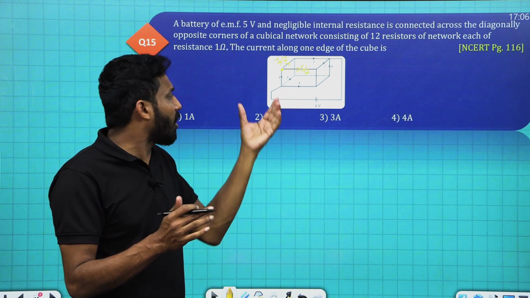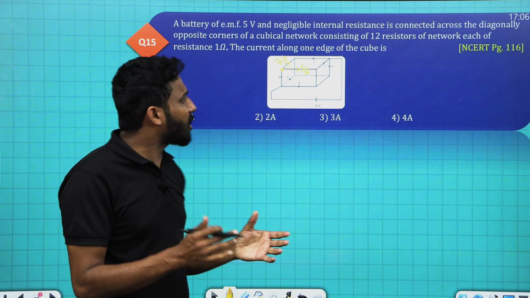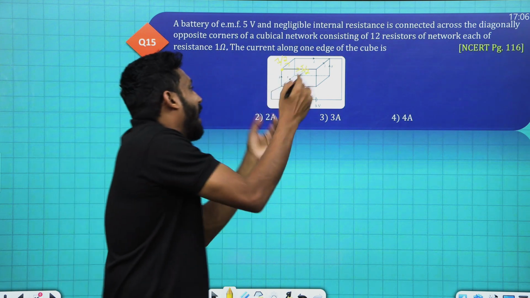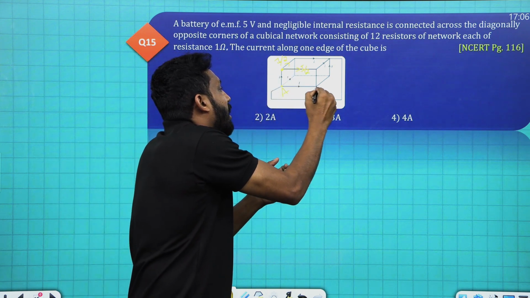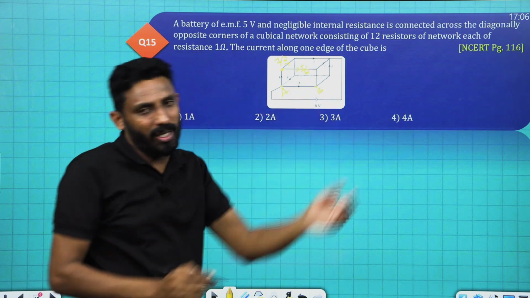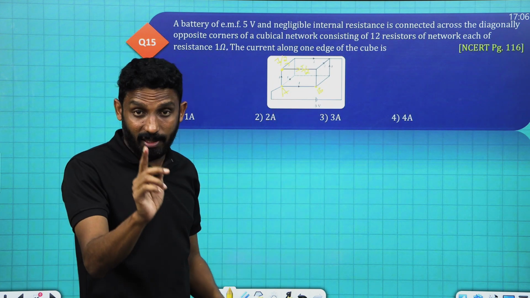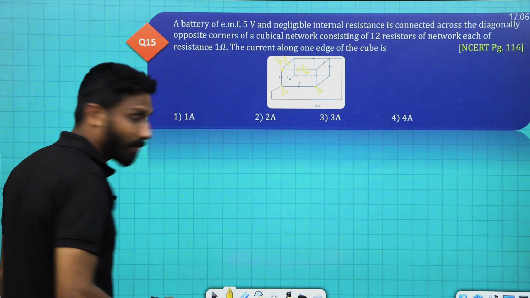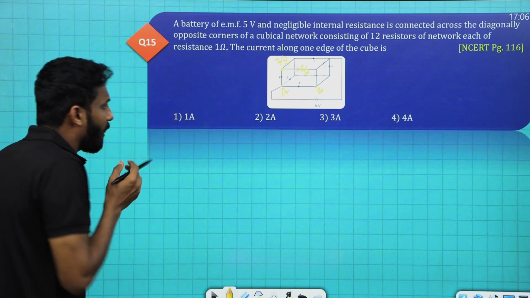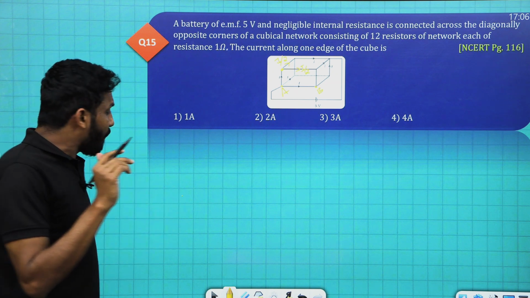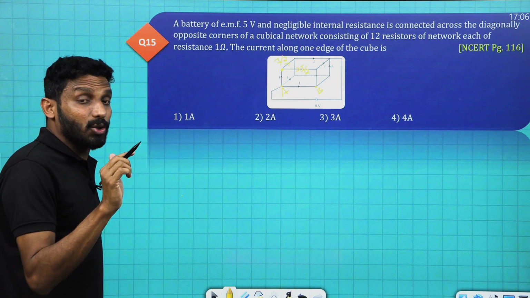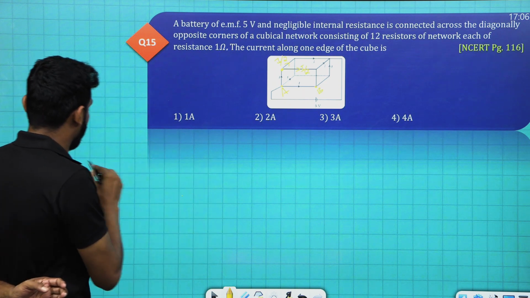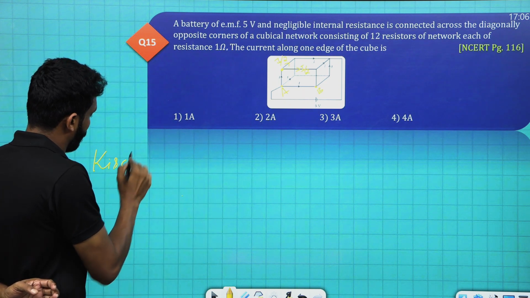So what we calculate here is I. Otherwise the question could be framed like the current across AB or across BC. Across AB it is I, and we are going to calculate I. How much is I? Yes, see, we are following Kirchhoff's loop rule. That is the easiest one to apply here. Kirchhoff's loop rule.